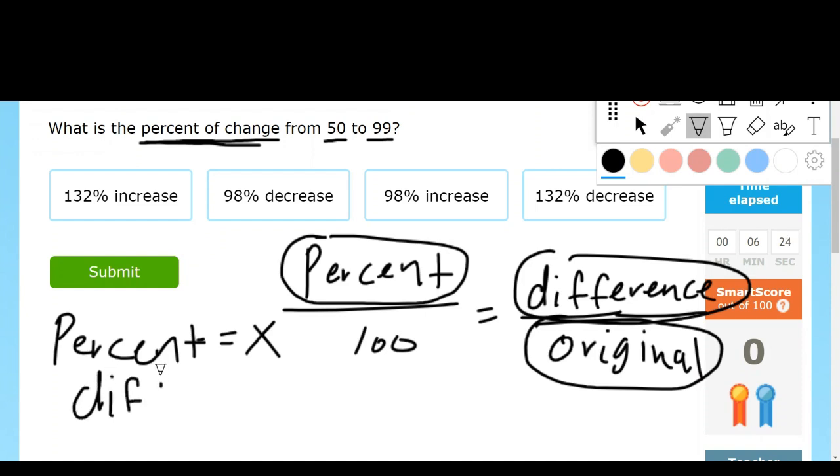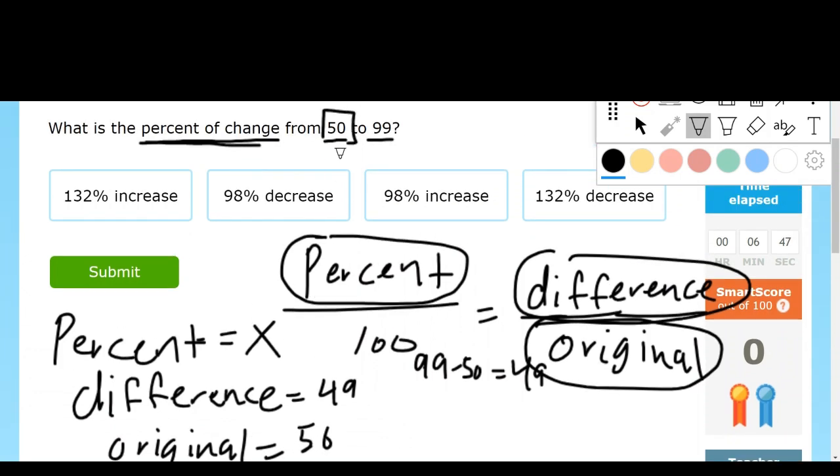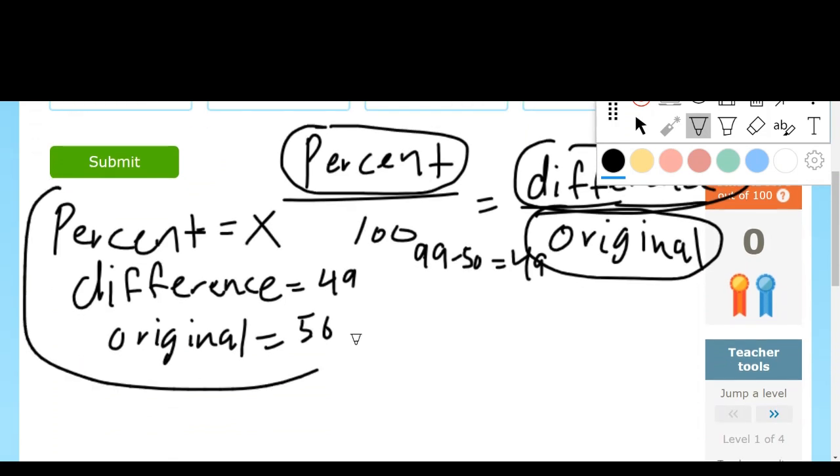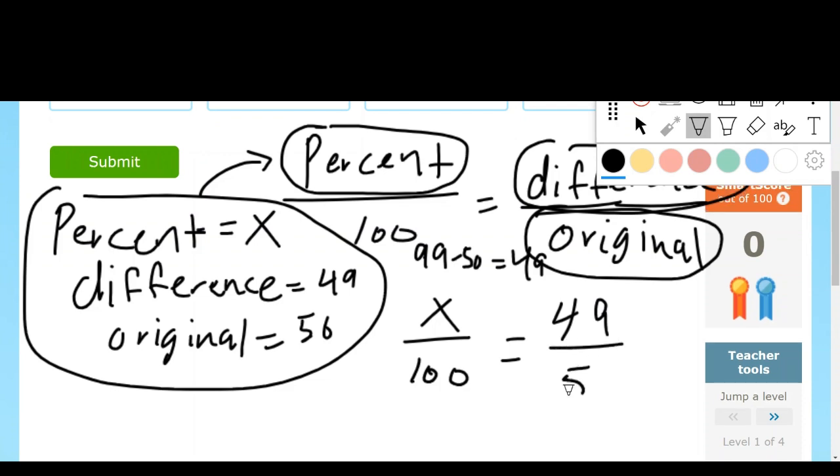What is the difference? Well, the difference between 99 and 50 is 49. So our difference is 49. And our original value is 50, from 50 to 99. Using what we know here, we're going to plug these values into our proportion. So we have x over 100 equals our difference, which is 49, over 50.